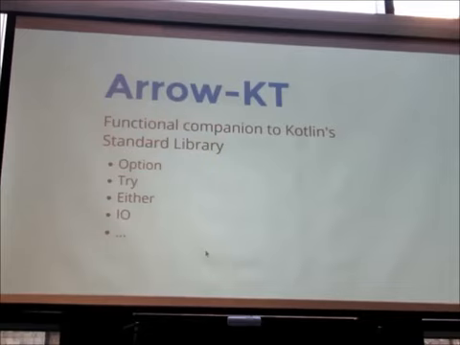And that's where the Kotlin community has stepped in with Arrow KT, which is a functional companion to Kotlin's standard library. What that means is that Arrow has a whole bunch of abstractions on top of Kotlin's standard library to write more purely functional code. For example, the result type that we're talking about is Try right there. So it has a result type built in.